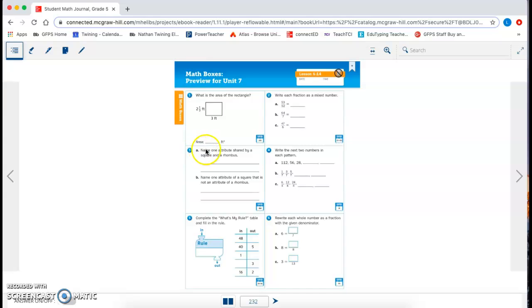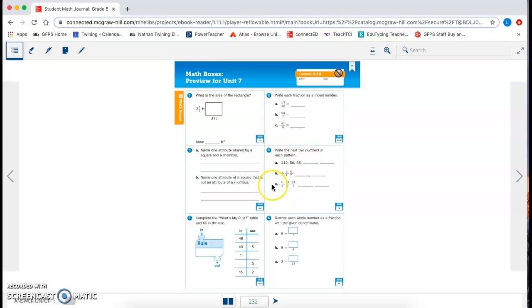a thing. So it says one attribute that is shared by a square and a rhombus. So what are some things that both a square and a rhombus have in common? One attribute I could think of is that they both have 4 sides. Okay.